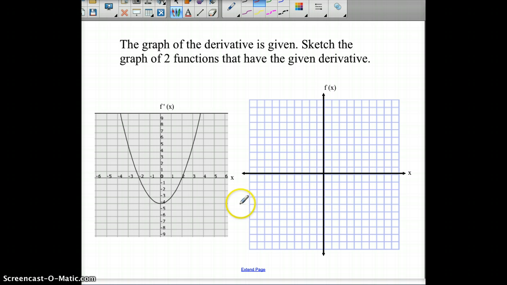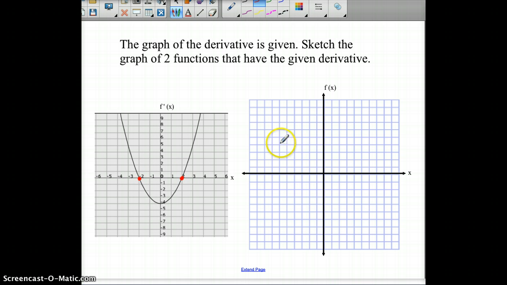Another type of problem that you'll have on your homework is if they give you the graph of the derivative, they ask you to sketch the graph of two functions that would have the given derivative. Remember, if we know the derivative, we can come up with a whole family of functions, so an infinite number of functions that could have been the original function. So let's come up with one of them. If this is the derivative, here's where the derivative equals 0. Here's where the derivative equals 0.